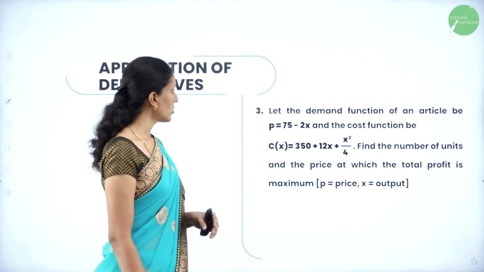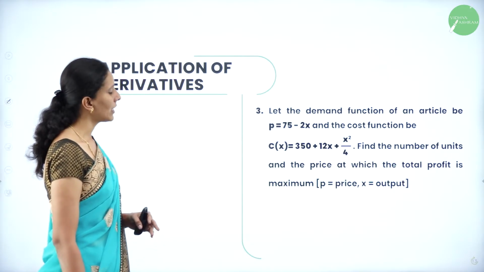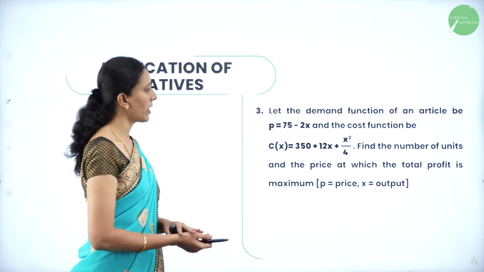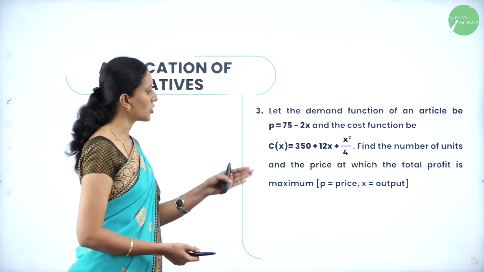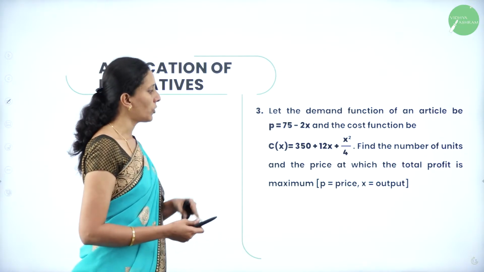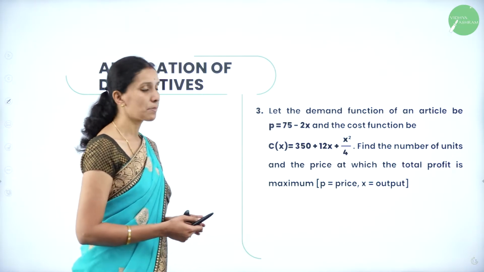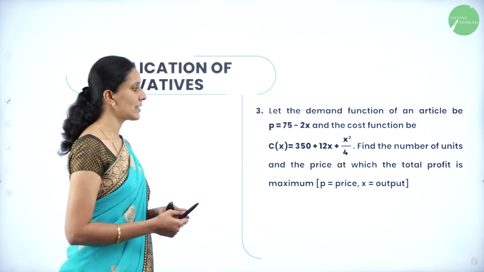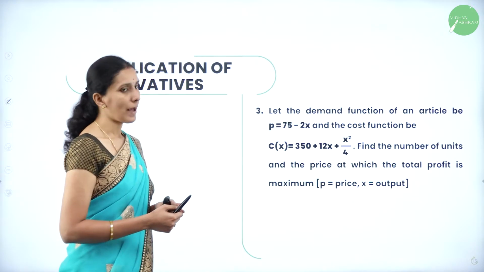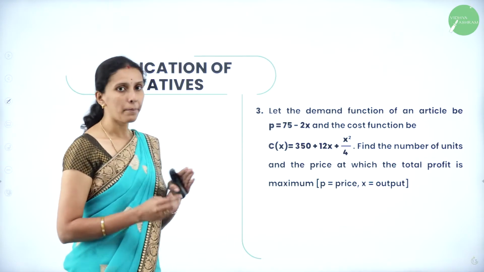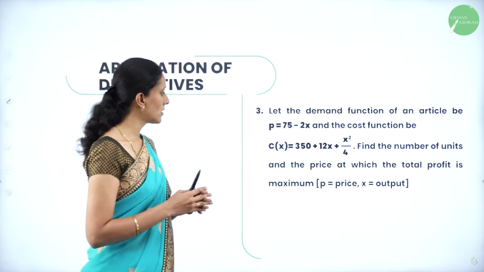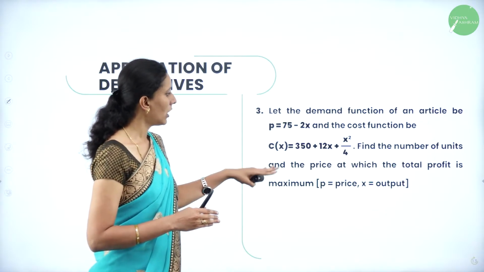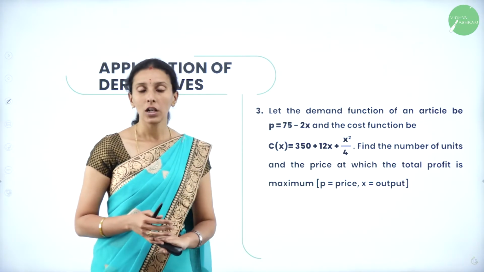Let's see the next question. Let the demand function of an article be P is equal to 75 minus 2x and the cost function be C of x is equal to 350 plus 12x plus x square by 4. Find the number of units and the price at which the total profit is maximum. So we need to find the number of units. Also we have to find out the profit function, total profits.